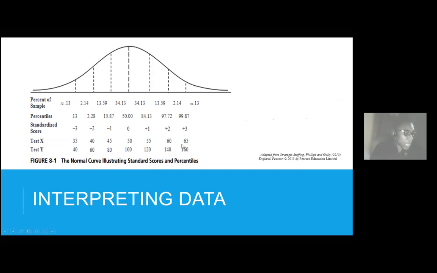Okay. Let us see if all that information can be used to interpret figure 8.1. So on figure 8.1, we have a bell curve. And on the bell curve, the standardized scores are 0, +1, +2, +3. So it goes up by 1. And the percentile scores are there. So at the standardized score of 0, the percentile score is 50. And the test scores for 2 tests, X and Y, are 50 for X and 100 for Y.